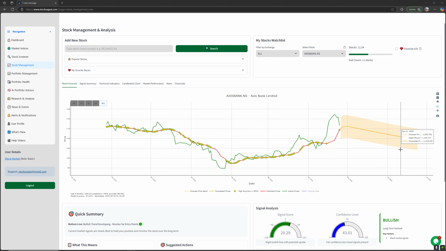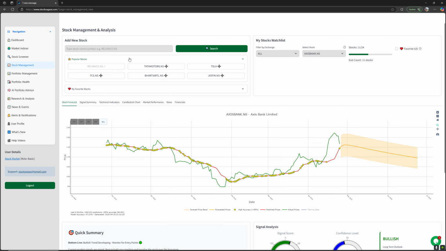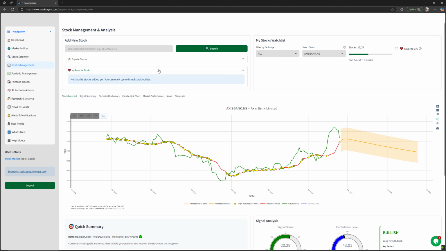In this video, we are going to talk about the stock management feature on our platform. So as you can see, we already have the dashboard open for the stock management. If you see, we talked about this in one of our introductory videos, like how to add a stock and what are the popular stocks you can add directly to your watch list. You can even mark certain stocks as favorites.